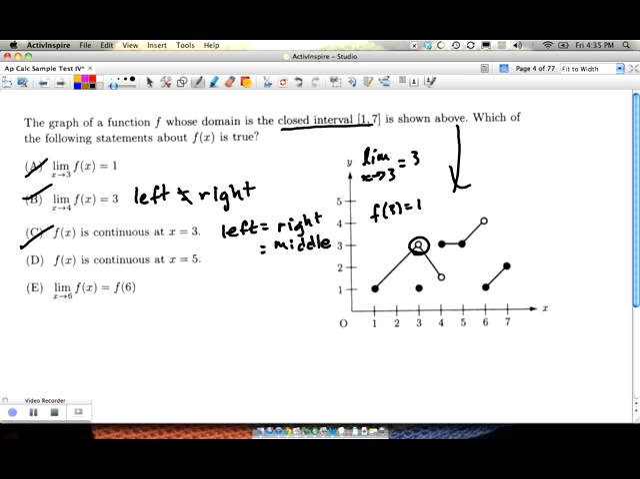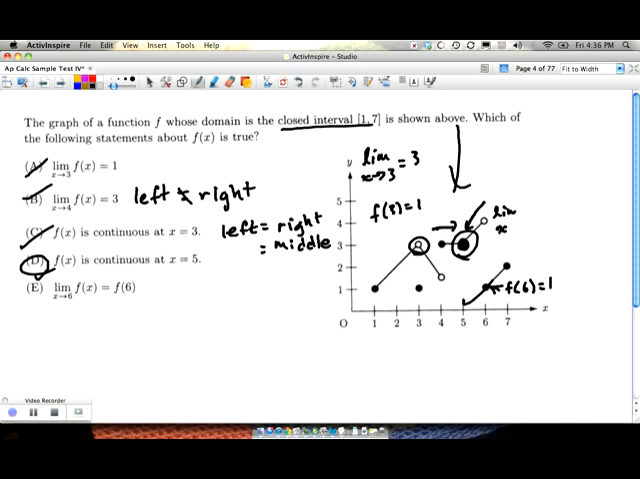f of x continuous at x equals 5. True, ding, ding, ding, because it's coming from the left. It goes to 5, or it goes to something at 5. It's coming from the right, and it goes to something. And it actually hits that point that it looks like it's going toward. D is true. But just to make sure, the limit as x approaches 6 is not 6, because f of 6 is down here.